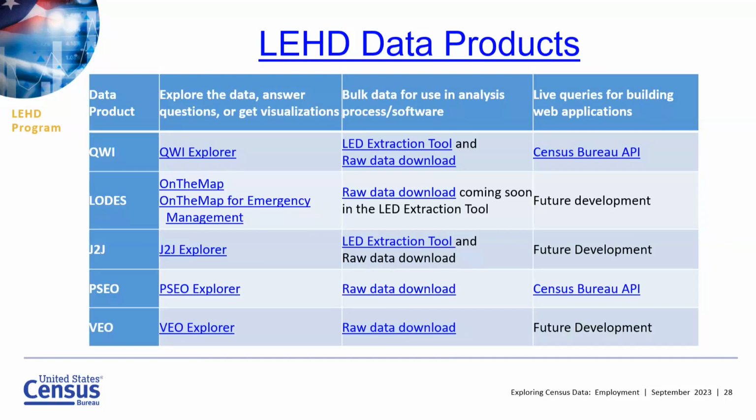Finally, we have another experimental data set called the Veterans Employment Outcomes, or VEO. This experimental data set reports earnings and employment outcomes for U.S. Army veterans 1, 5, and 10 years after discharge by military occupation, rank, demographics, industry, and geography of employment. This is accessible through our VEO Explorer. In addition to the data tools, raw data downloads are available, along with LEHD microdata for approved projects through our secure Census Research Data Centers.